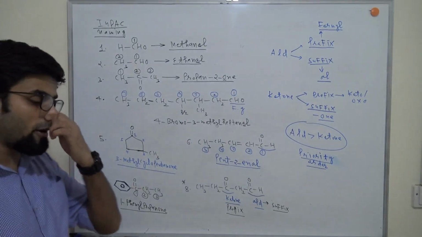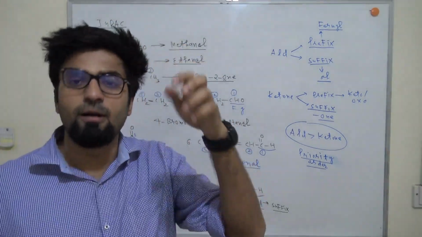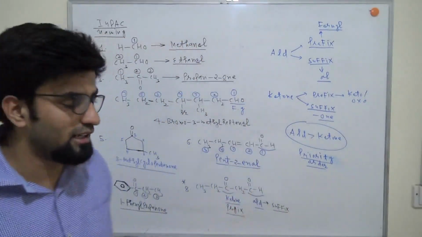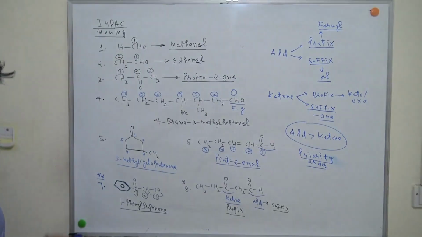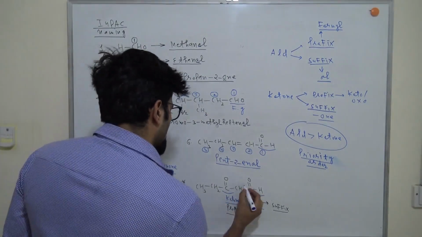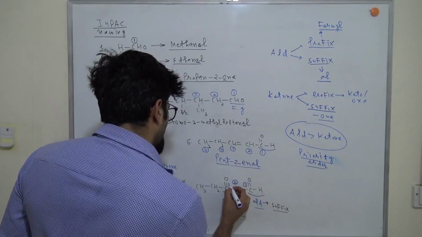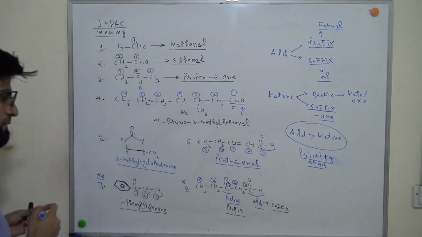And how do we decide the priority? For that we have to learn the IUPAC priority table, right? But right now I'm telling you aldehyde is greater than ketone. So tell me here, numbering though. Obviously 1, 2, 3, 4 and 5. This will be your numbering 1, 2, 3, 4, 5, right?